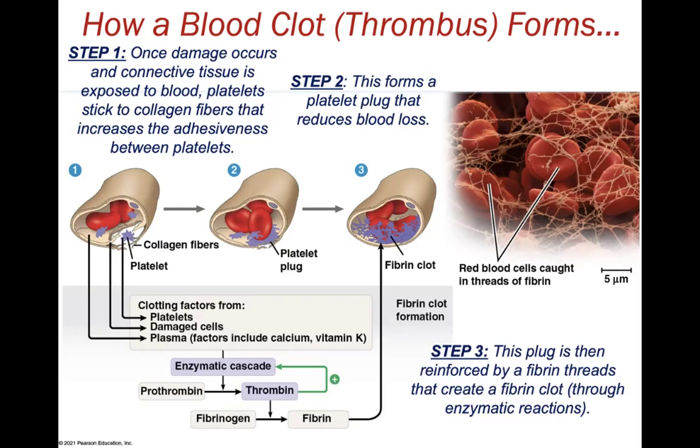Once the platelets begin to stick to each other, they form a platelet plug. This will help to immediately address the loss of blood. Once this plug is formed, it will then be reinforced by fibrin threads that then will create a fibrin clot. This occurs through a series of enzymatic reactions that you can see in the diagram to the left. Note that the presence of fibrinogen will then be converted to fibrin that will help produce the fibrin clot.